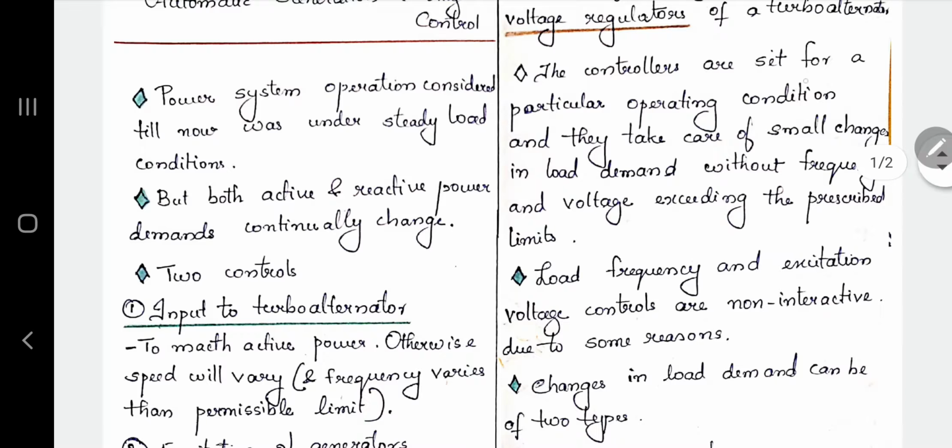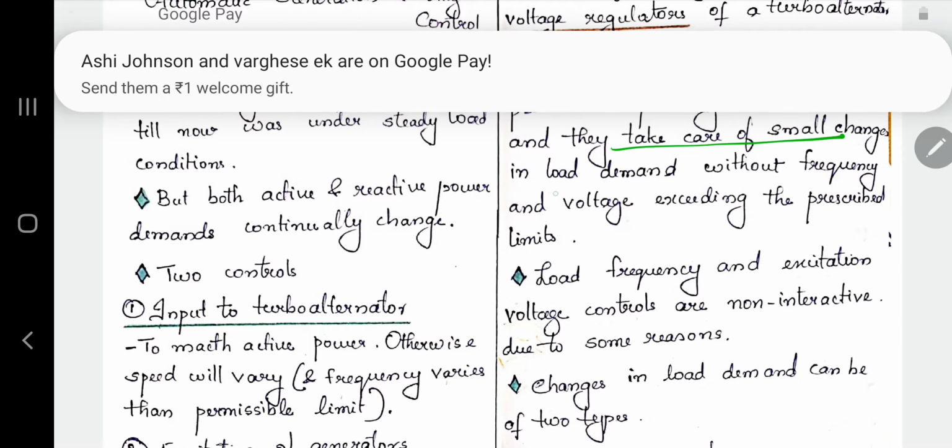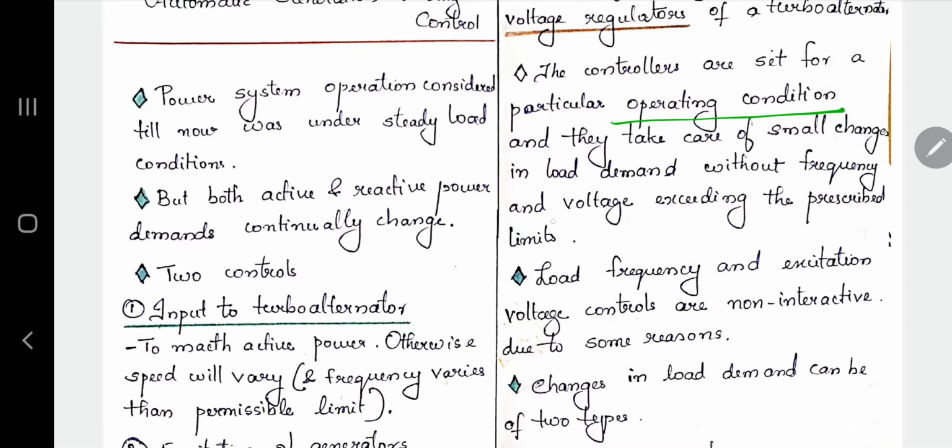So the controllers are set. Now how are they designed? They are designed for a particular operating condition, and they mainly take care of very small changes in the load demand without the frequency and voltage exceeding the prescribed limits. That means it should be inside a particular limit. So it will take care of all the small changes in the load demand without the frequency and voltage exceeding the prescribed limits.